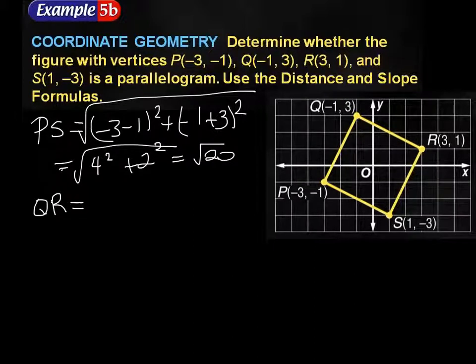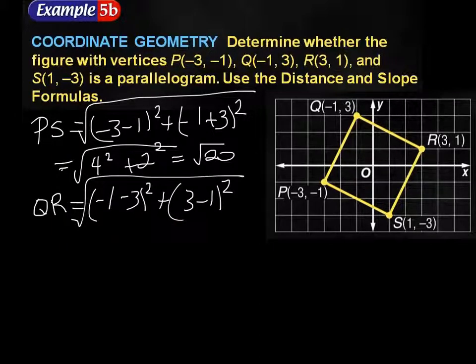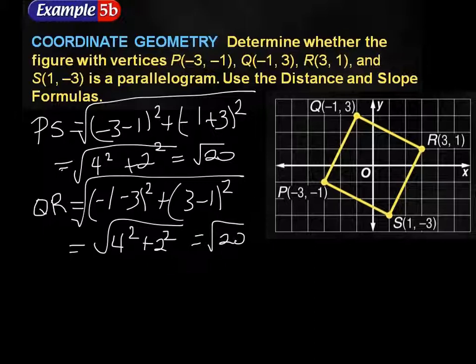So we do the difference in our x's, -1 minus 3 squared, plus the difference in our y's, 3 minus 1 squared, and then we have to take the square root of the whole business. So again, we have 4 squared plus 2 squared, so it's going to be square root of 20 also. Okay, so far we have opposite sides congruent. That's nice. Now we just have to see if their slopes are the same to see if they're parallel.